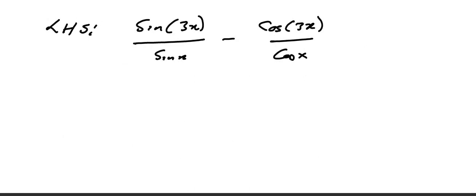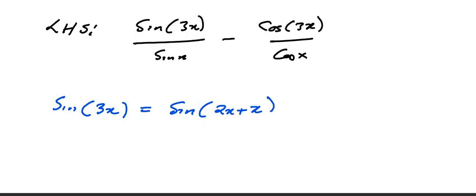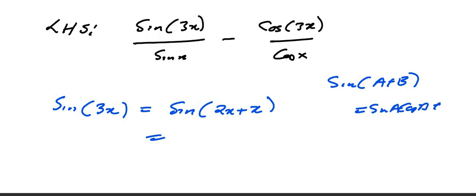Okay, so we're going to break down the sine 3x into something that looks like this. Sine 3x is the same as sine of 2x plus x, using the angle formulas, where this is your A, this is your B. Remember that formula that says sine A plus B is equal to what? Sine A cos B plus sine B cos A. It's the same thing here. We're going to have sine 2x cos x plus sine x cos 2x. That's us trying to break down the sine 3x.